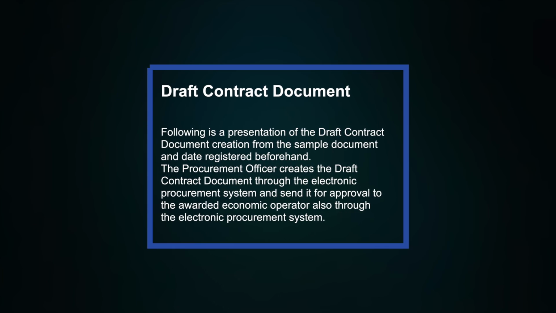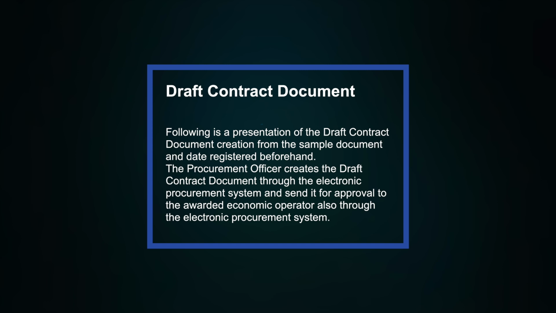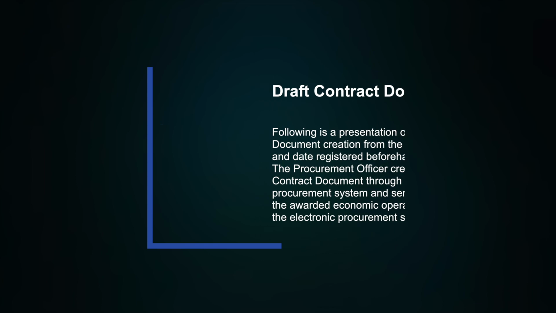Draft contract document. Following is a presentation of the draft contract document creation from the sample document and data registered beforehand. The procurement officer creates the draft contract document through the electronic procurement system and sends it for approval to the awarded economic operator, also through the electronic procurement system.